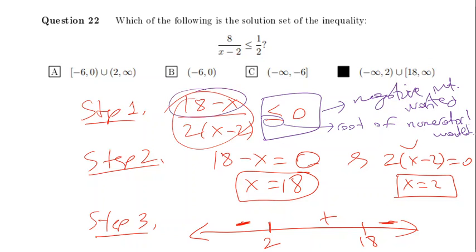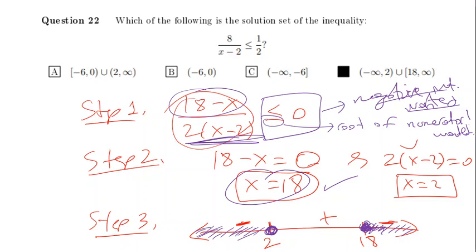What is the root of numerator? So it's 18. 18 will be included for sure, and the negative parts. So negative will be here, and we do not include the zeros of the denominator, never included. So we include this part plus 18 and not 2, but this part. So it will be from minus infinity to 2 and 18 to infinity.